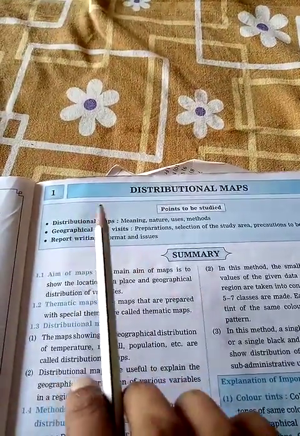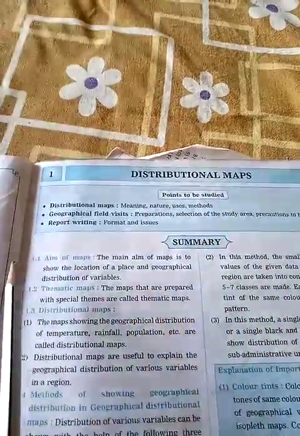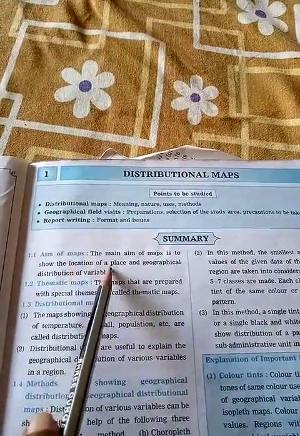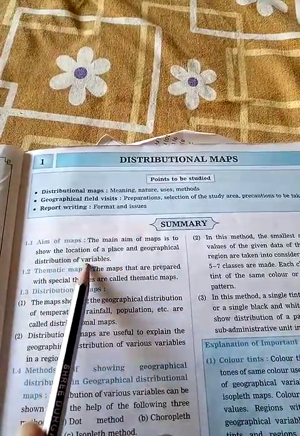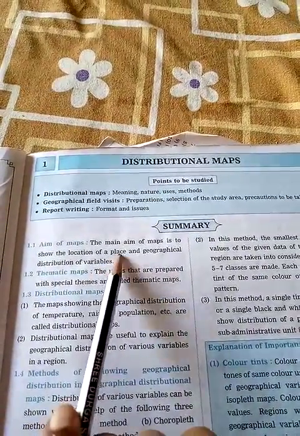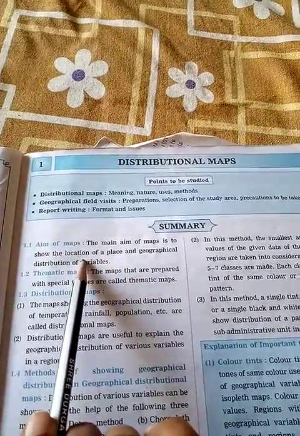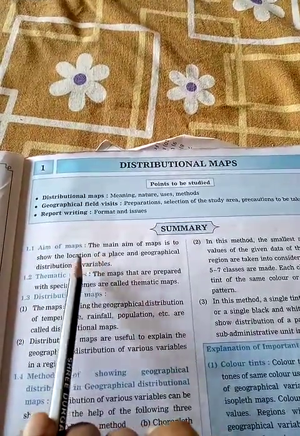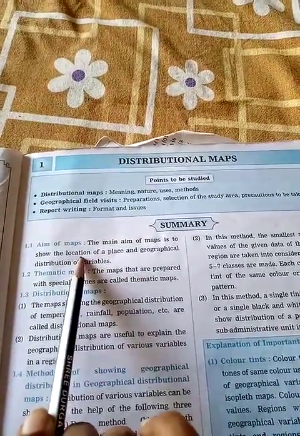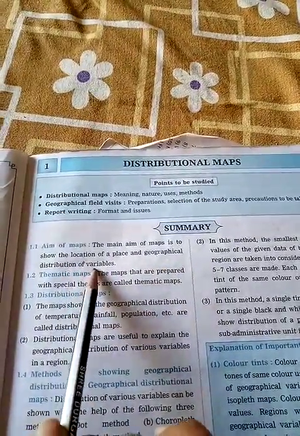This is standard 9th, lesson number 1, geography, distributional maps. The main aim of a map is to show the location of a place and the geographical distribution of variables. What is the main aim? To show the location of a place. So where a certain state or country is, you can locate it easily. And distribution of variables. That means how it is.